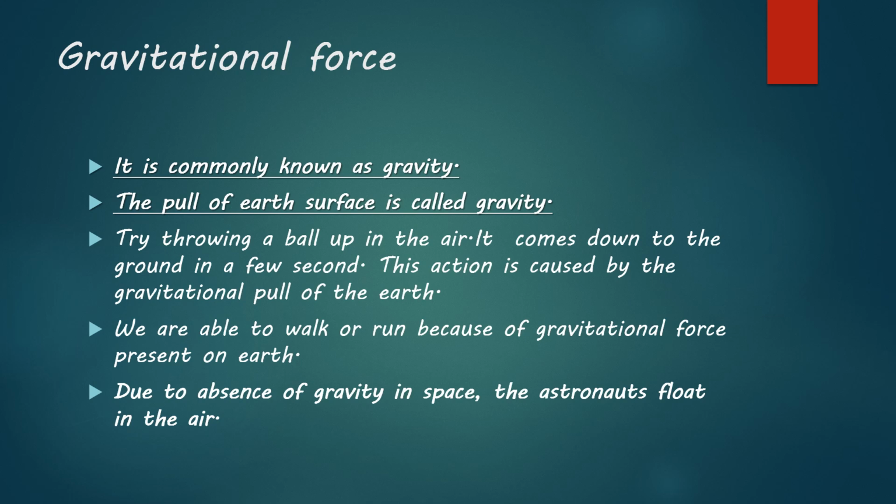Why doesn't it keep going in that direction only? Because of the gravitational pull of Earth. Earth keeps pulling all things towards its direction. And because of this reason only, we are able to walk or run. And in space, there is no gravity. So they are not able to stand or walk over there. So what do they do? They float. Who? The astronauts, because of the absence of gravity.